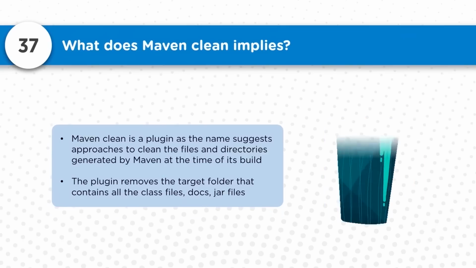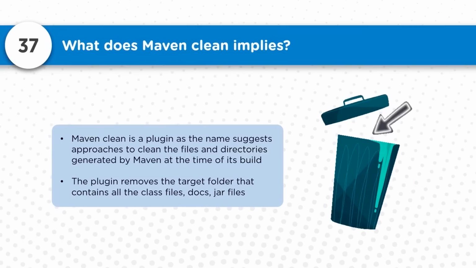Now what does Maven Clean imply? Maven Clean is a plugin that cleans the files and directories. Whenever we do a build process, usually in the target directory we have some class files, some jar files, or whatever generated source code is available. So Maven Clean is going to clean all these directories. And why are we doing this directory cleanup? So that we will be able to do a fresh build process, and there should not be any kind of issues. That's the main reason why we are looking at this particular mechanism.